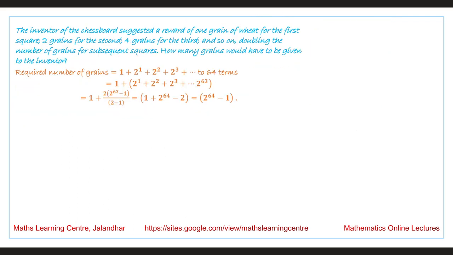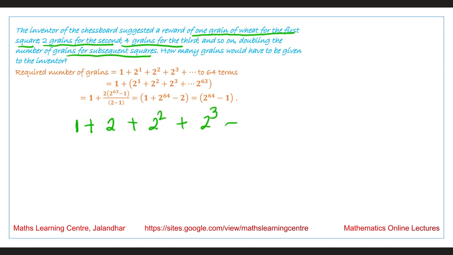Now next: the inventor of the chessboard suggested a reward of 1 grain of wheat for the first square, 2 grains for the second, 4 for the third, and so on, doubling the number of grains for subsequent squares. So what will be the total reward, the number of grains that he is to be awarded? For the first he will obtain 1, for the second he will obtain 2, for the third double of this, 2 raised to the power 2, then 2 raised to the power 3, then 2 raised to the power 4, and we have to add it 64 times.